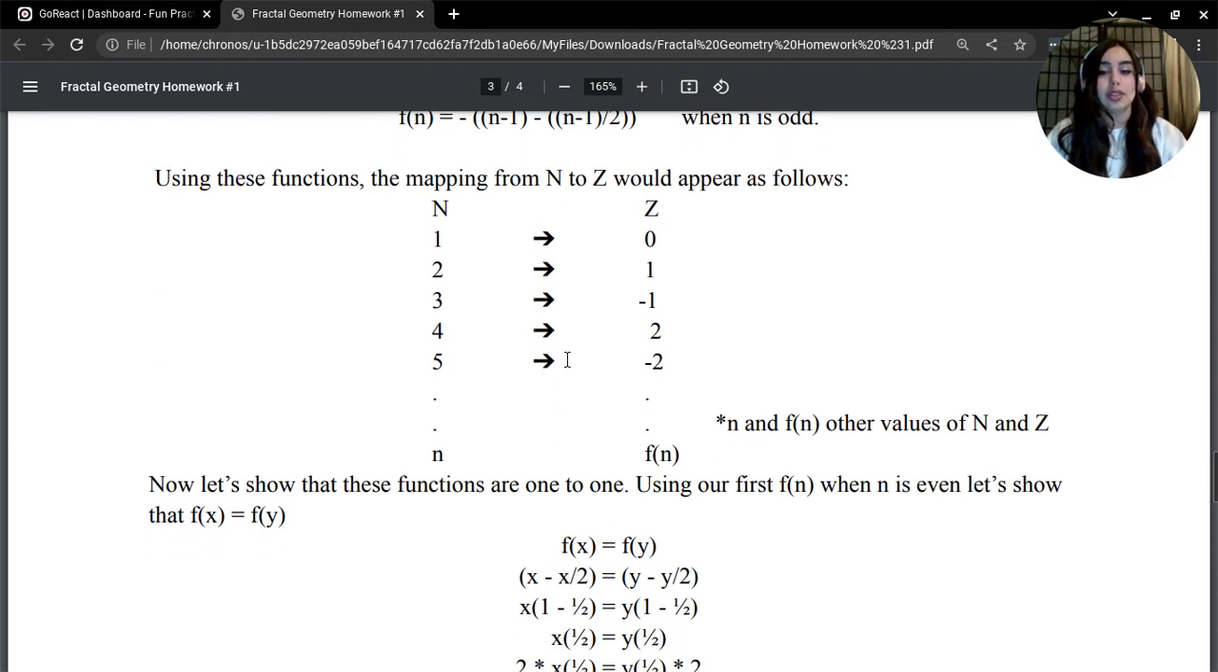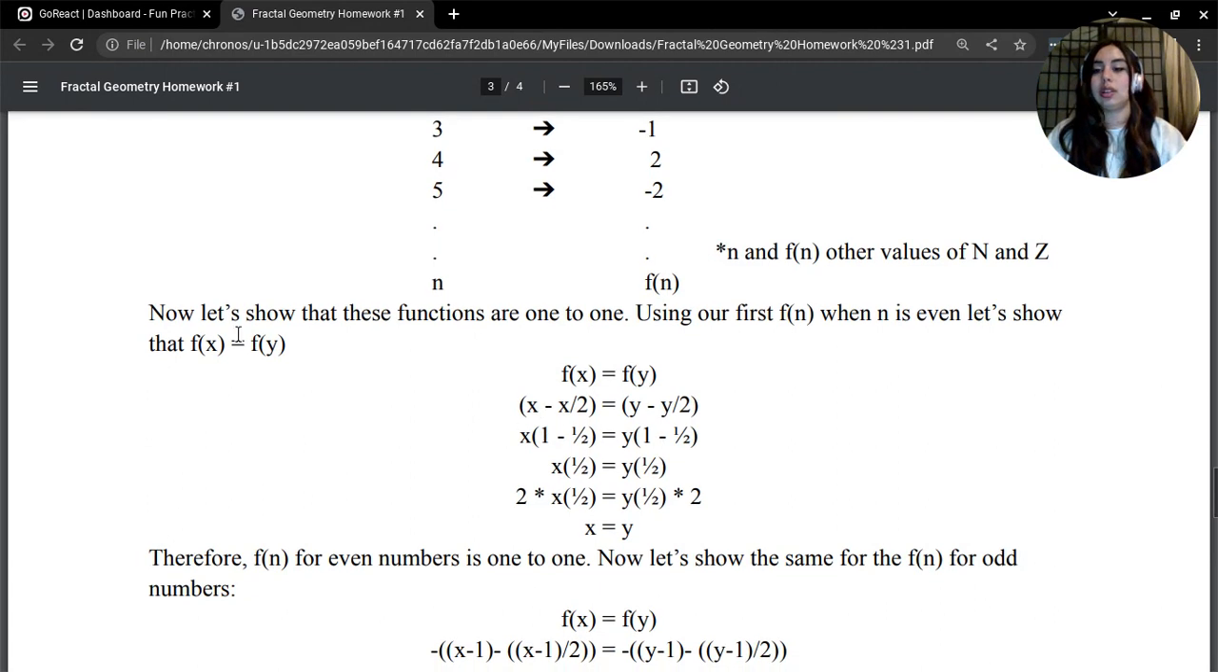Using the functions that I just stated, our mapping will appear as follows. So we already have our 1, when n equals 1, it goes to 0. But for n equals 2, it goes to 1. When n equals 3, it goes to negative 1, and it'll continue that way to infinity, as you can see here. Now let's show these functions are 1 to 1.